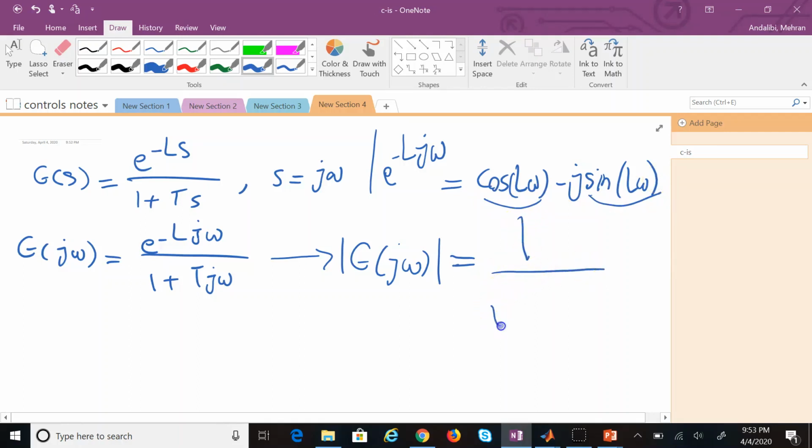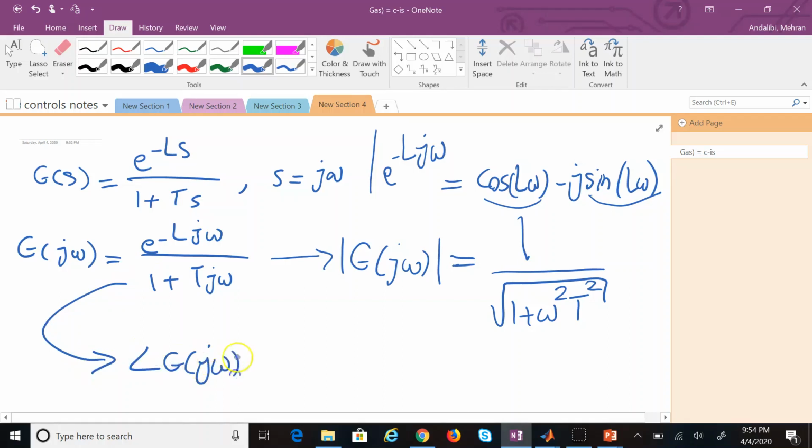The magnitude of the denominator is, of course, the square root of 1 plus omega squared t squared. So basically, this magnitude is exactly the same as the first order system without delay. If I only had a 1 here in the numerator, it would have the same magnitude. So the delay is not going to affect the magnitude, but what about the phase? What happens to the phase of G of j omega? Is that going to change anything?